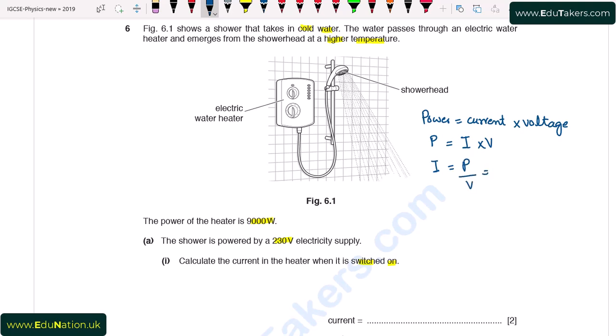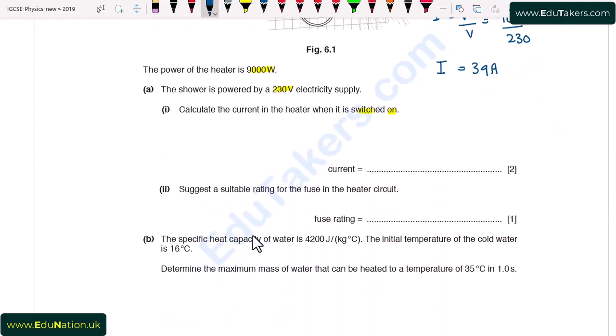So power is given 9000 watt divided by potential difference is 230 volt. So the current comes to be 39 ampere. So the value of current is 39 amperes. I write here. Part 2.